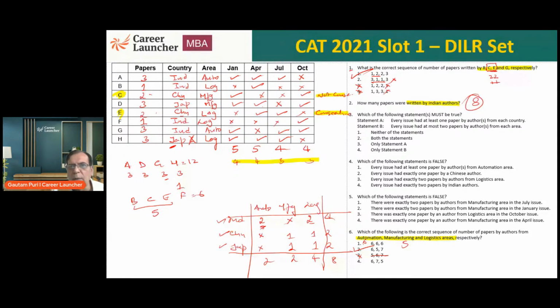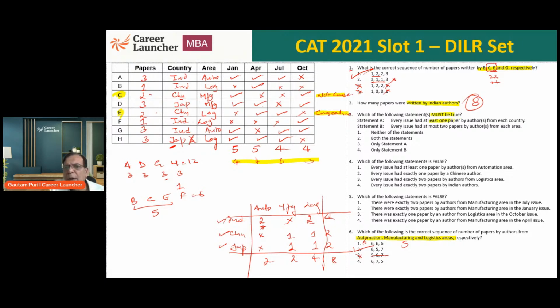Okay. Now let's look at the remaining 3 questions. The good part was in this data set, it makes you do a lot of work. But question 1, 2, and 6 you can do fast, especially if you look at the choices as we have done. Okay. Question number 3. Which of the following statements must be true?